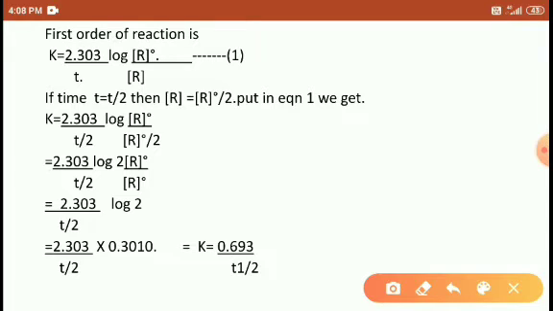So the half-life order of reaction we have to express mathematically. For expressing, we have to use the first order of reaction, that is K equals 2.303 by T log R naught by R, right?